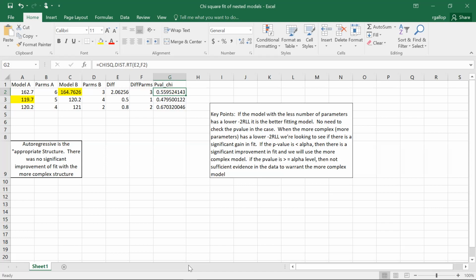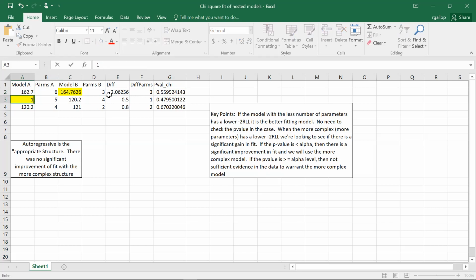If the p-value is below the alpha level, then there is a significant improvement in fit, and we'll use the more complex model, which is the one with the greater number of parameters. If the p-value is greater than or equal to alpha, then we don't have sufficient evidence in our data to warrant the more complex covariance structure. Therefore, we will assume the Toeplitz is as good a fit, not a significant loss in fit compared to the unstructured.